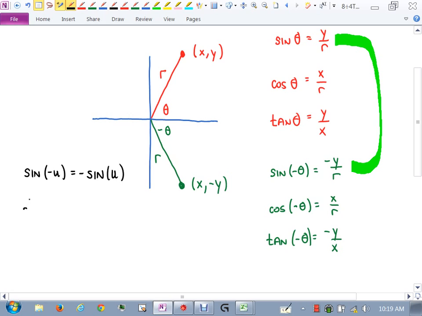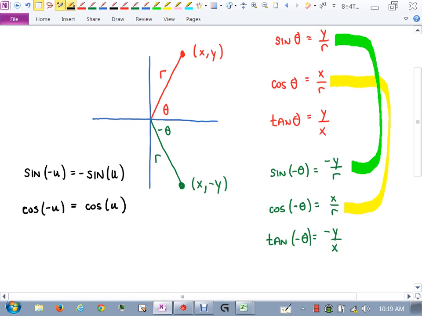How about cosine? What is the relationship between cosine of theta and cosine of negative theta? They are exactly the same, aren't they? They're exactly the same. Which is why on your formula sheet it says what? Cosine of negative u is equal to cosine of u. That identity says that if you have a negative inside of a cosine, it can just go away. Or if you have a positive in there, you can turn it into a negative. It doesn't change what's happening.